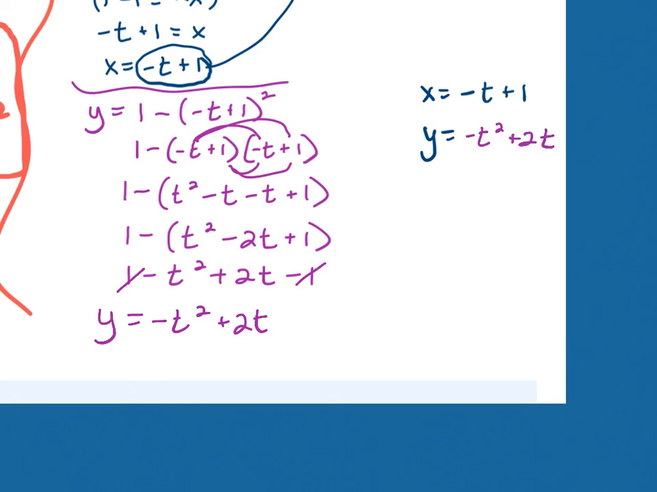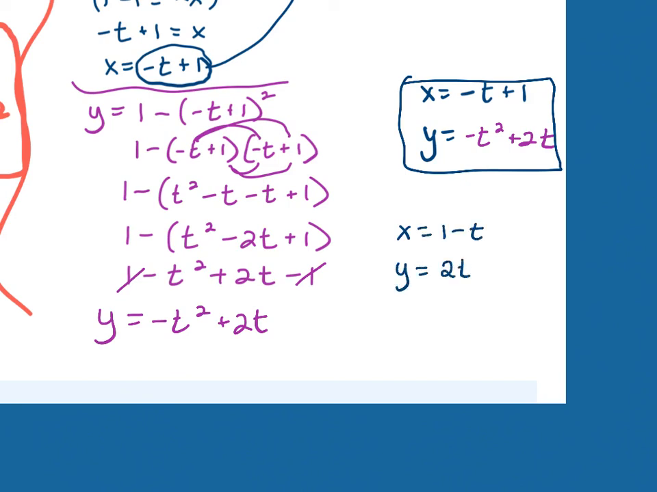And again, these can each be written with the reverse order, making t positive. So I could have said x equals 1 minus t, and y equals 2t minus t squared. Either of those are right. The order there is not important as long as the signs are on the right terms.